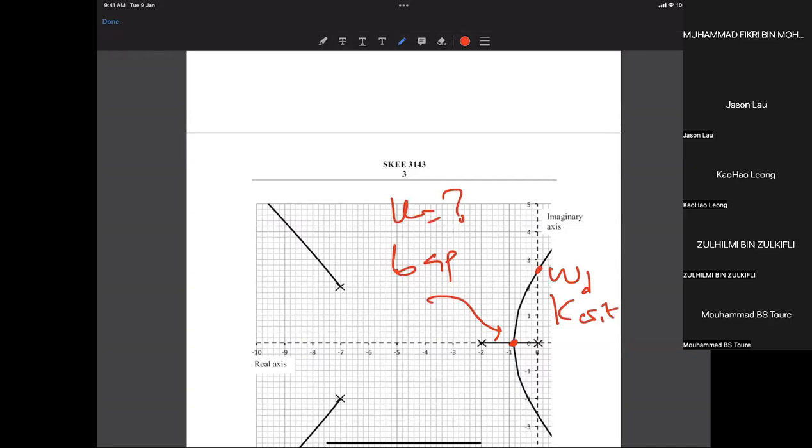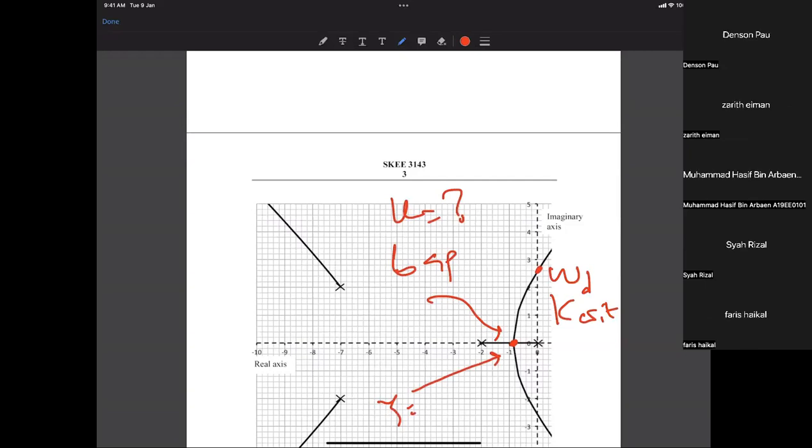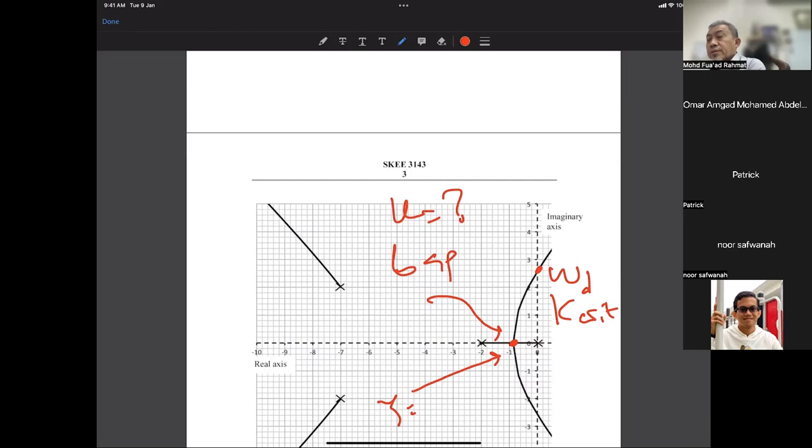Okay. I just want to ask you whether you understand or not. What is the value of zeta at breakaway point? Muhammad Tauri? Absent. Omar? Omar?